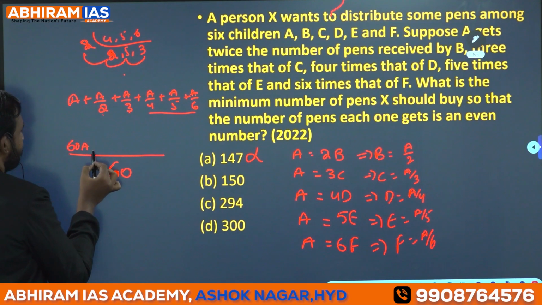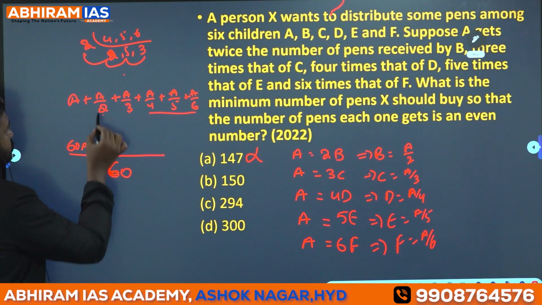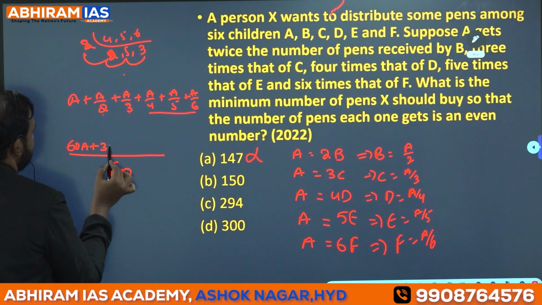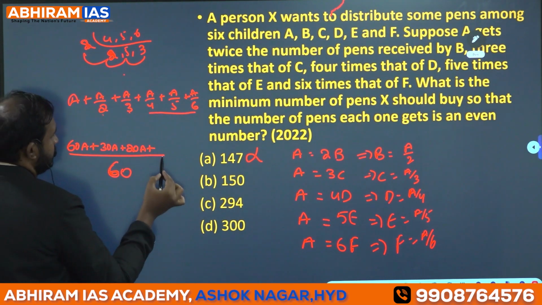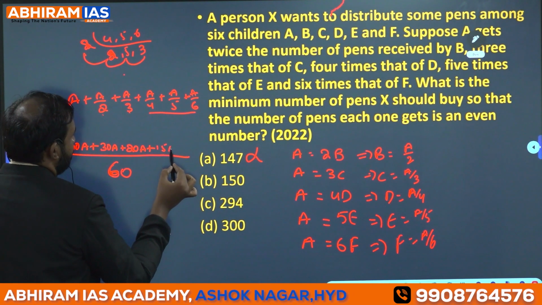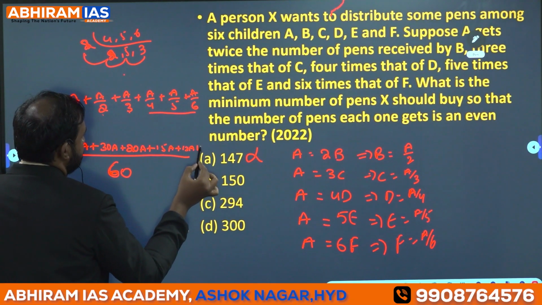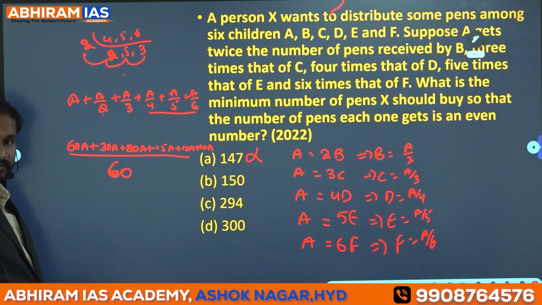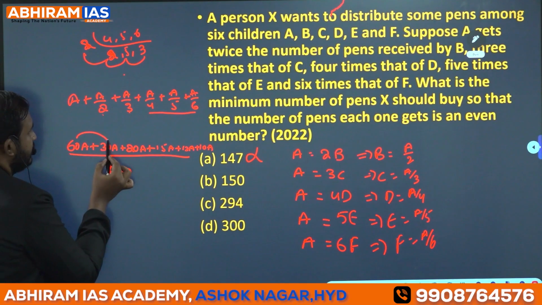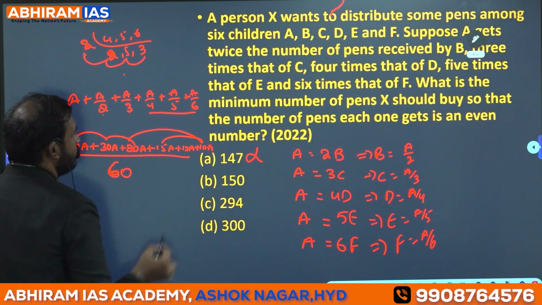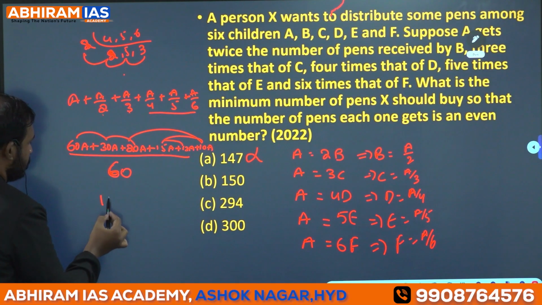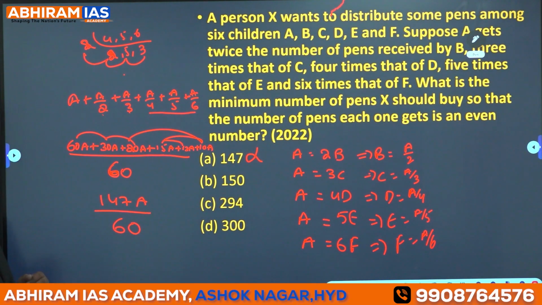60A plus 30A plus 20A plus 15A plus 12A plus 10A. Now add all these things, what will you get? 90, 110, 120, 135, 147A. 147A by 60.